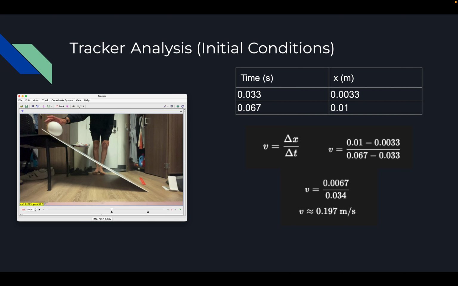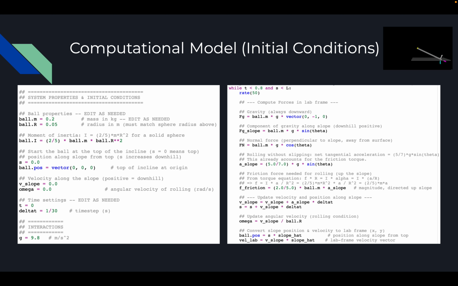Our Tracker analysis, which includes our initial conditions. By using 2 points from our data, we calculate velocity for our velocity time graph. So v equals change in x over change in t. Then we plug in our numbers, and we get v equals 0.197 meters per second. And we do that for every value in our spreadsheet data to get our velocity time graph.